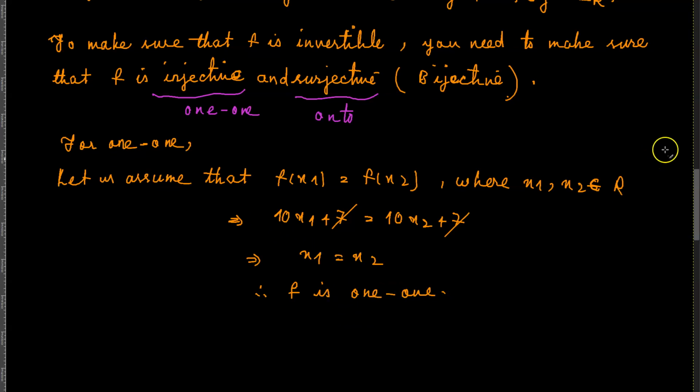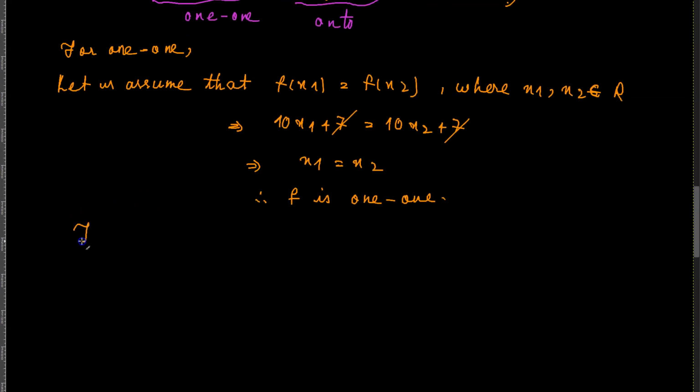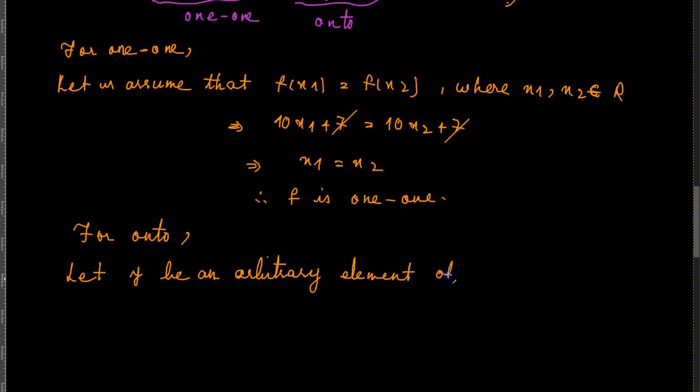Now, to show that f is onto, what you can do is argue that let y be an arbitrary element of the range of f of x.